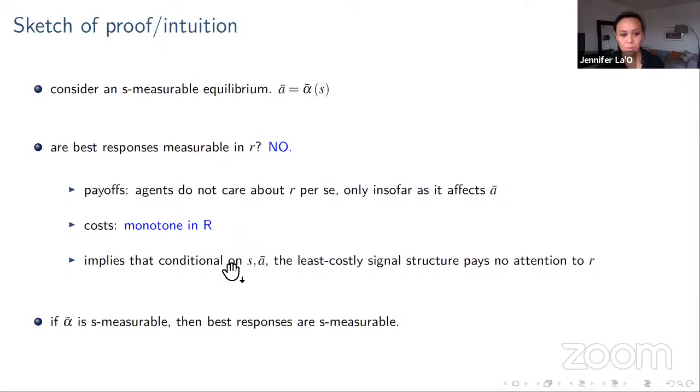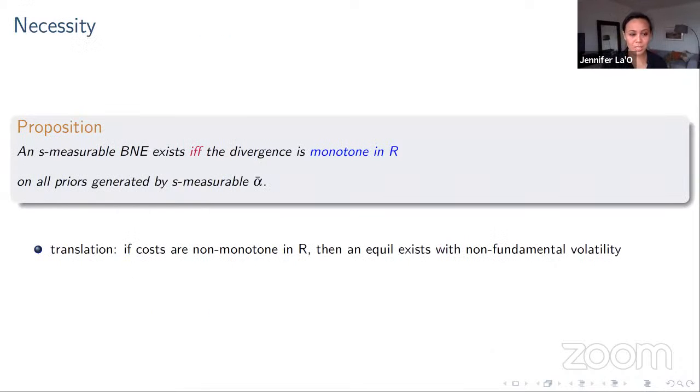Well, if they're monotone in R, then that implies that for any signal structure that I want, the least costly version of it will pay no attention to R. So if I just want to pay attention to S and A bar, there would be no reason for me to pay attention to R. That would only increase my information costs due to this monotonicity in R. So therefore, if alpha bar is S measurable, then best responses are S measurable and an S measurable equilibrium exists. And now let's think about necessity.